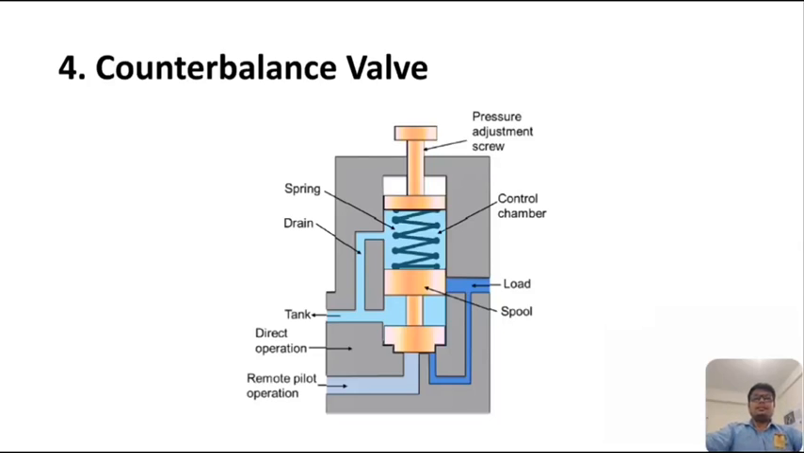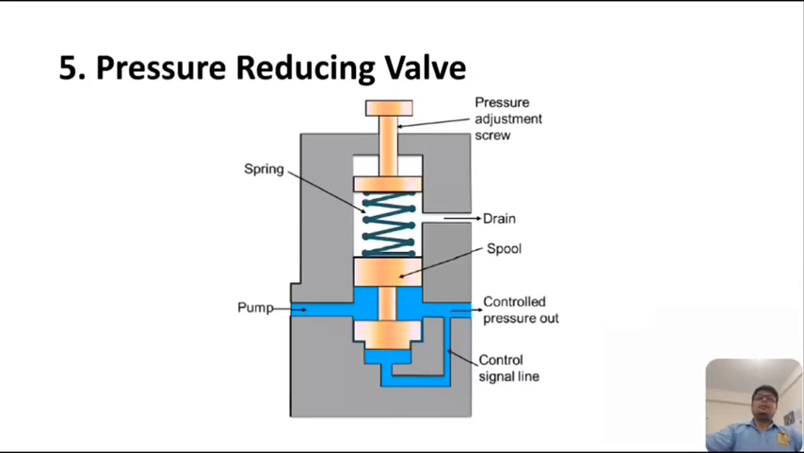Next is the pressure reducing valve. Sometimes a part of a system may need a lower pressure. This can be made possible by using the pressure reducing valve. These types of valves are generally used to limit the outlet pressure, and they are used for the operation of a branch circuit where pressure may vary from the main hydraulic pressure lines.